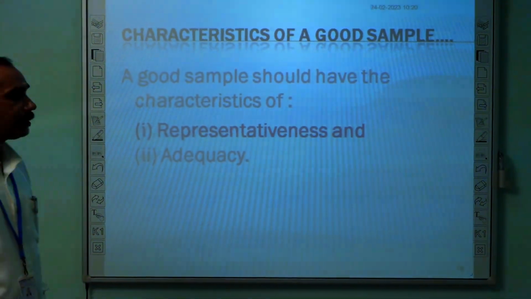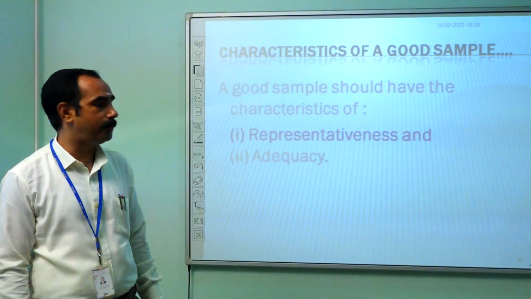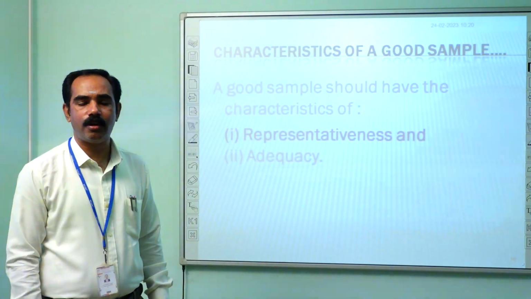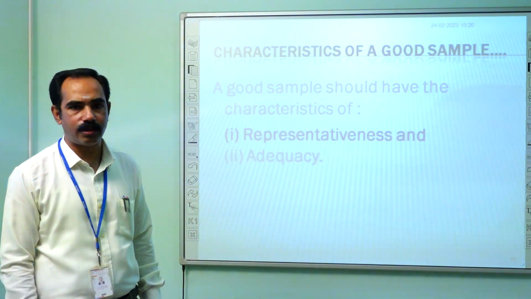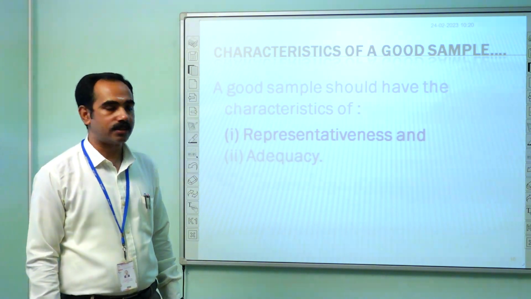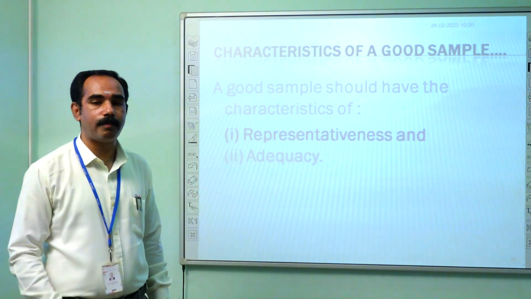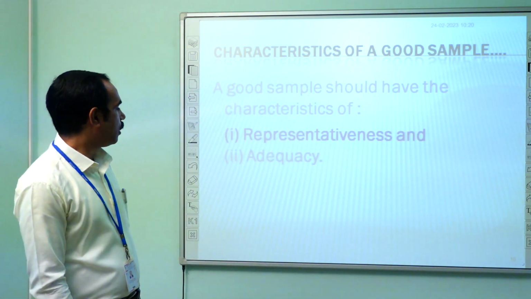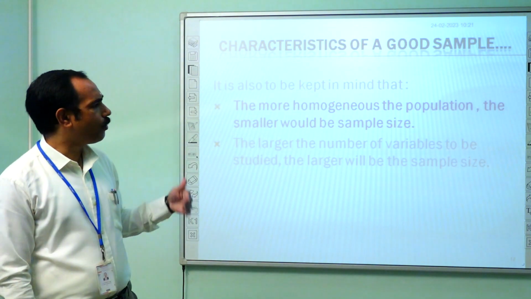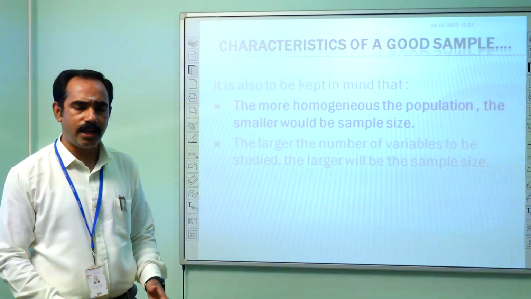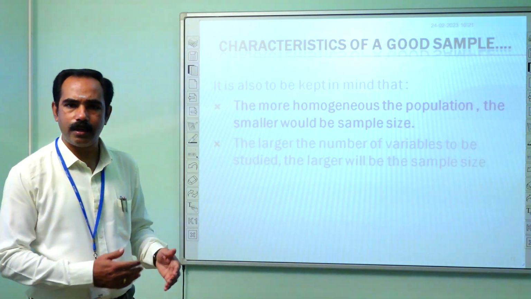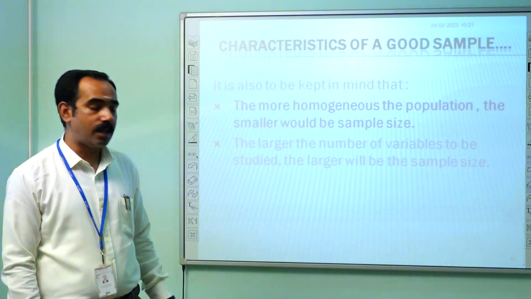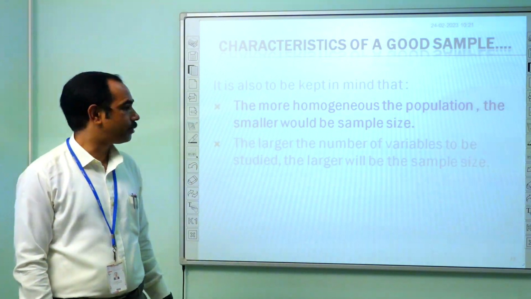Now let us see some characteristics of good sampling, how a sample should be. A good sample should have the characteristic of representativeness. There should be adequate representation of your population. If adequate representation is not there, we are not going to get a valid or scientific result. Adequacy, the size of your population, is also equally important, because based on the population size we have to determine the sample size. And if the population is highly homogeneous, then the sample size may be small. If the population is more heterogeneous, then we have to go for a larger number of samples.